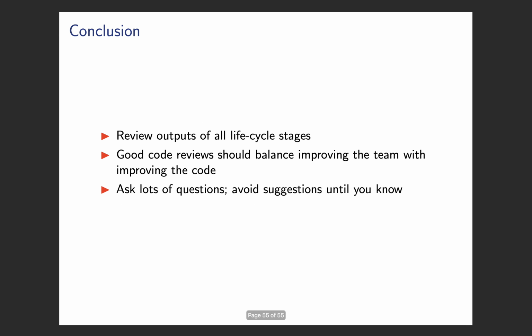So in conclusion, three main points. One, you want to review the outputs of all the life cycle stages. Don't just focus on construction, even though that's naturally the easiest one to focus on. Two, good code reviews should balance improving the team with improving the code. They're both important, but focus on improving the team, and that in turn justifies the more in-depth code reviews. And three, ask a lot of questions. Avoid suggestions until you're really confident it's a good suggestion and you're not missing some context.